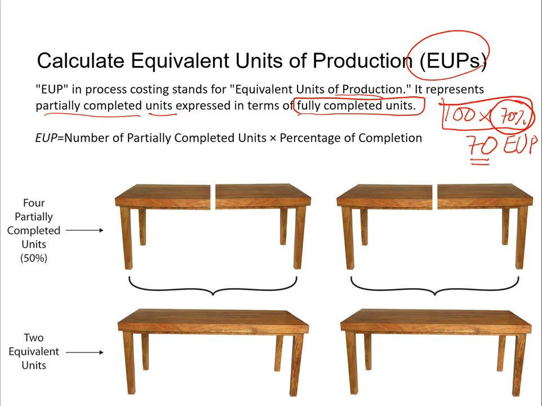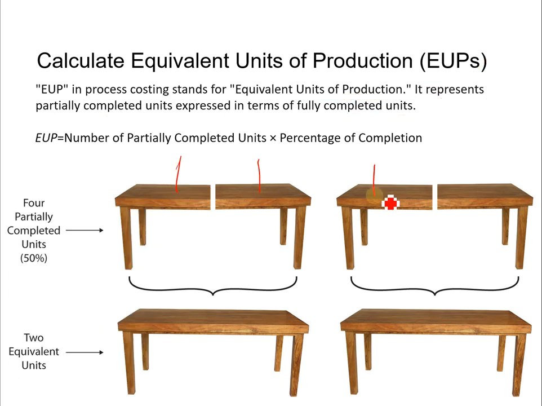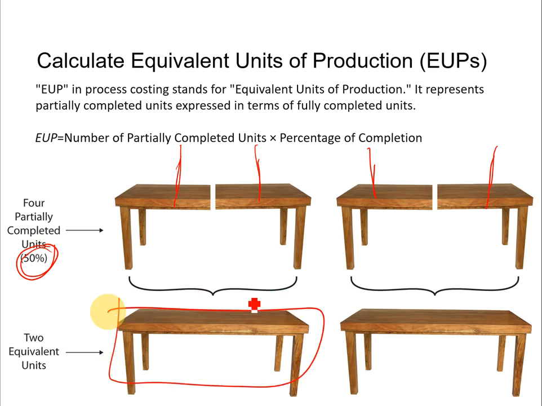Actually, we worked on 100 units. So this example, it is showing you, you have here 4 tables which is partially completed. We can say 50% completed, again assumption only. So these 4 partially completed tables, 50% completed, we can say we have 2 full tables. That is what EUP concept is. We can say we have 2 fully completed tables, or EUP is fully completed 2 tables.